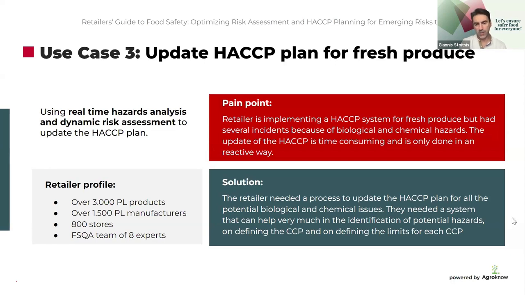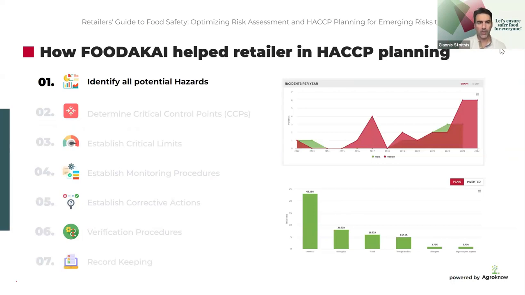So the solution that the retailer needed is a process to update the HACCP plan for all the potential biological and chemical issues. They needed a system that can help very much in the identification of potential hazards, in defining the critical control points, and also in defining the limits for each critical control point. So what we did is we collaborated with our client, and for each step of the HACCP plan that they had for fresh produce, we checked and discussed and defined how the insights for the hazards that the client can get from Futakai could help.